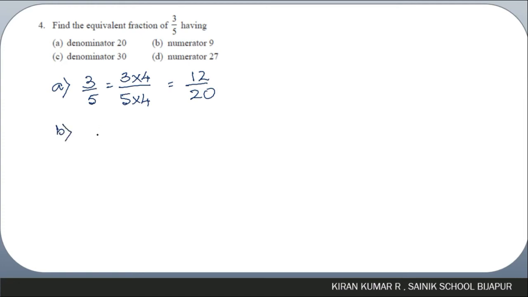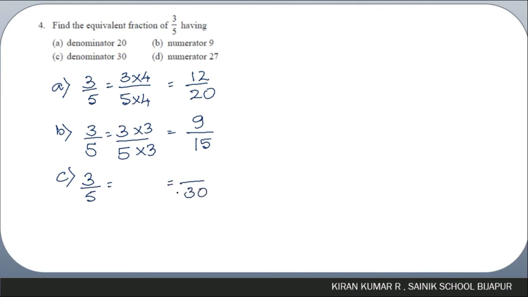Same way we have to do for the other numbers also. How do we get the numerator 9? By multiplying by 3, we get numerator 9. So the denominator also multiplied by 3 gives 15. Next, denominator 30. To get 30, 5 has to be multiplied by 6. So when 3 is multiplied by 6, we get 18 upon 30.